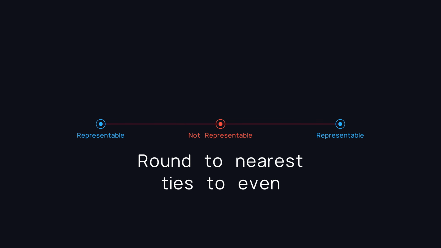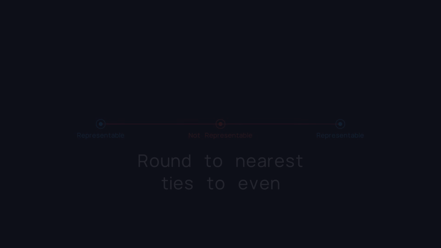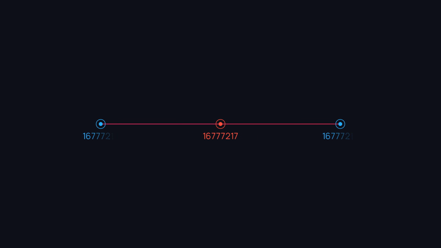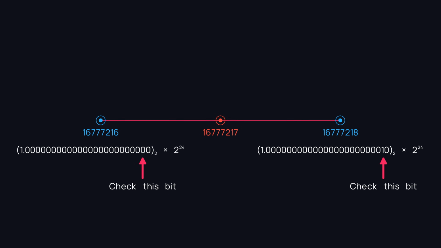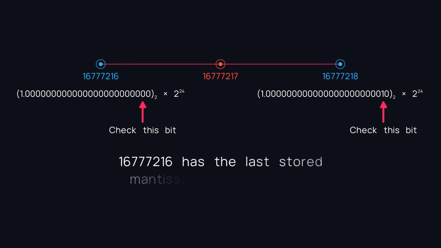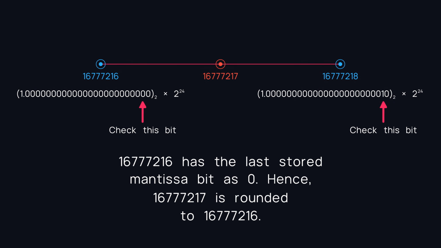Let's understand this rule with the same problematic number, 16777217. This number is halfway between these two representable numbers. Now just check the last bit of the mantissa of these two numbers. By last bit, I mean the 23rd bit from the binary point. And this number will round to the number which has this bit as 0. Hence, we can say that 16777217 will round to 16777216.